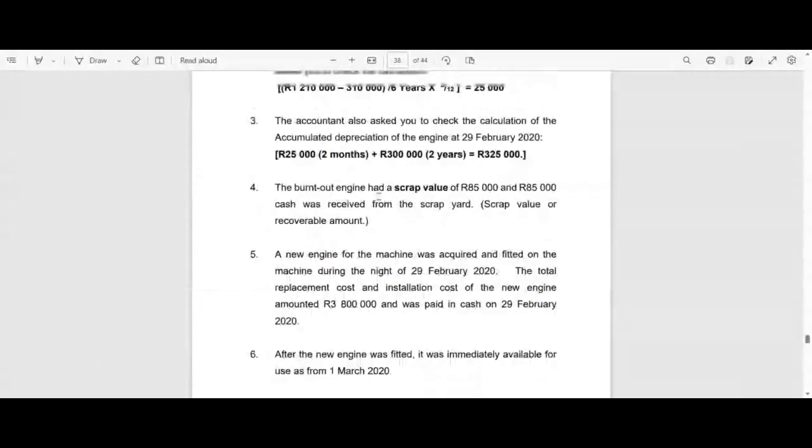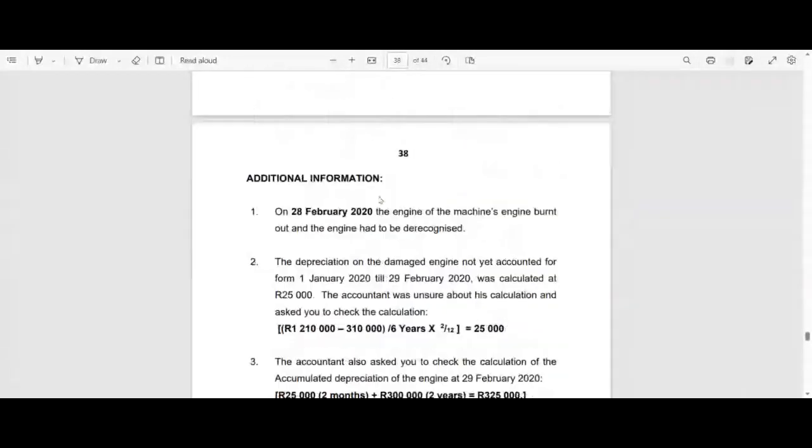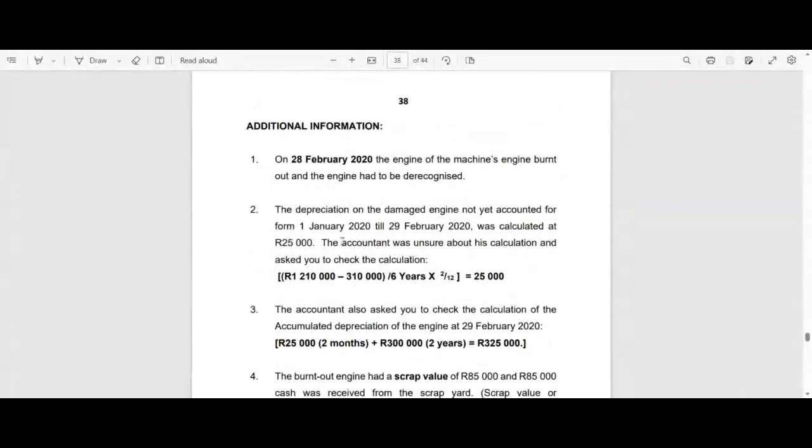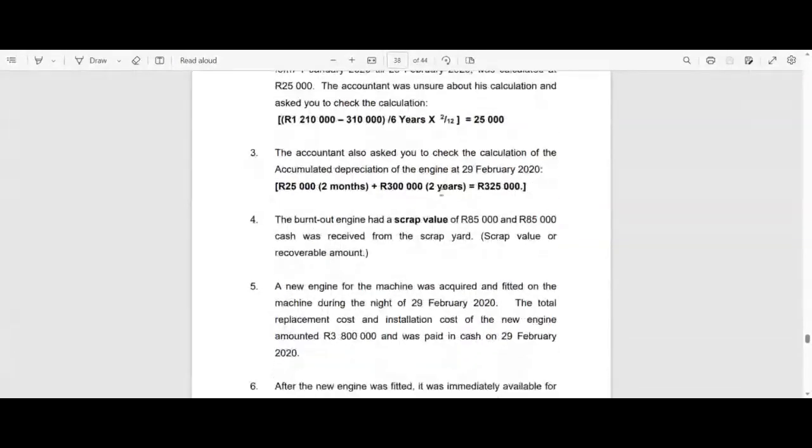So now we've still got to go and see, is there possibly any impairment loss? So we're done with that. We can tick that off. They also say the accountant also asked you to check the calculation of the accumulated depreciation of the engine on the 29th of February 2020.